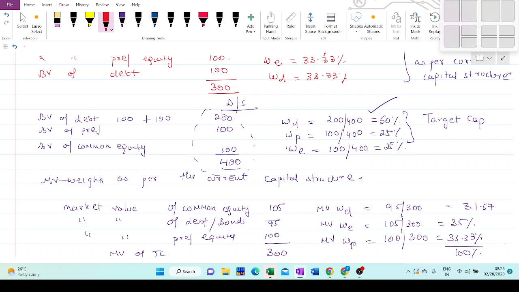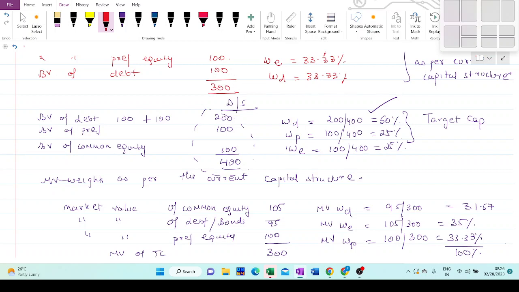That is another way of saying that the analyst won't know the target capital structure of the company. And when the analyst does not know the target capital structure, we should use the market value weights of debt, equity, and preferred equity to calculate the weighted average cost of capital. Okay?